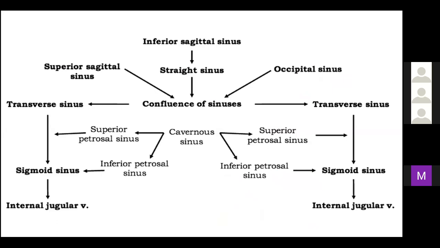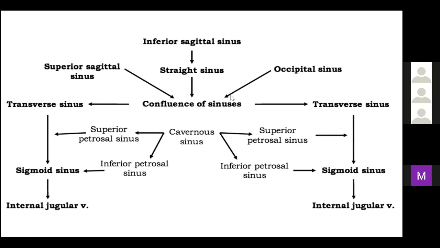So again, the inferior sagittal sinus, superior sagittal sinus, and occipital sinus all meet at the confluence of the sinuses, and from the confluence into the transverse sinus, sigmoid sinus and internal jugular vein. And from the cavernous sinus, through the superior and inferior petrosal sinuses, into the sigmoid sinus on both sides. If we ask what the role of venous drainage is in ICP, if there is any blockage in the venous drainage, that ultimately leads to raised ICP.